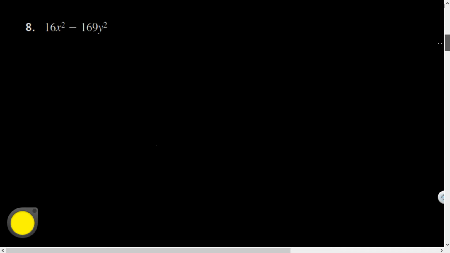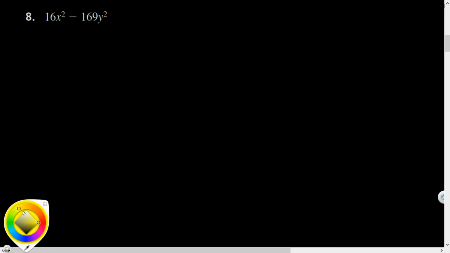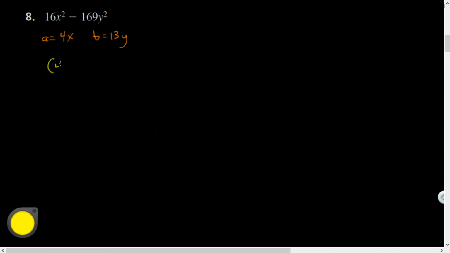Okay, for this one, this matches a pattern. These are both perfect squares, and there's a difference. So my A will be the square root of 16, which is 4, and that's 4x. And 169 is a perfect square. That's 13 squared, and 13y. Even though there are different variables here, you still can use the pattern. It's versatile. So I'd have 4x plus 13y and 4x minus 13y.